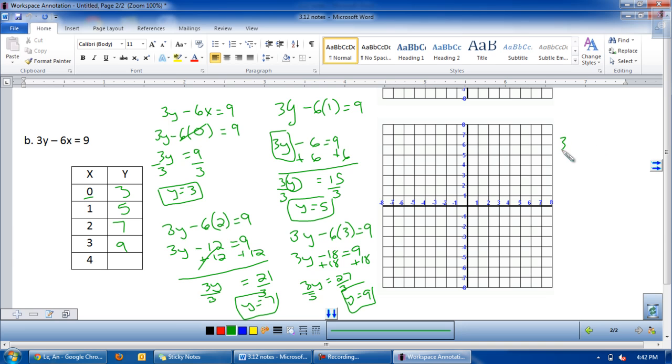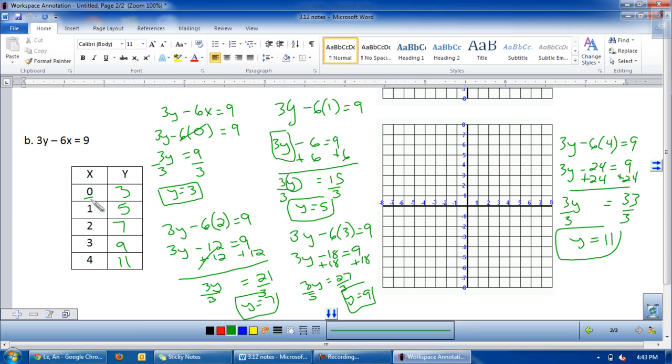So here we have 3y minus 6 times 4 equals 9. 3y minus 24 equals 9. Add 24 to both sides. We have 3y equals 33. Divide both sides by 3. Y is equal to 11.